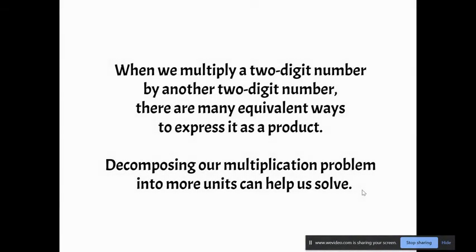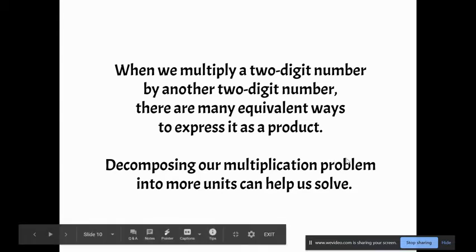Now, when we multiply a two-digit number by another two-digit number, there are many equivalent ways to express it as a product. Decomposing our multiplication problem into more units can help us solve it, and that's what we just did.